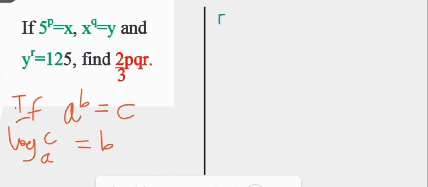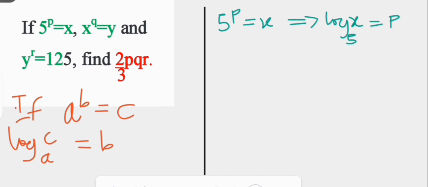So first, given that 5 raised to power P is X, it simply implies that the logarithm of X to base 5 is P. By the definition we just explained, we can rewrite this as P is equal to log X to base 5. We are going to call this equation 1.